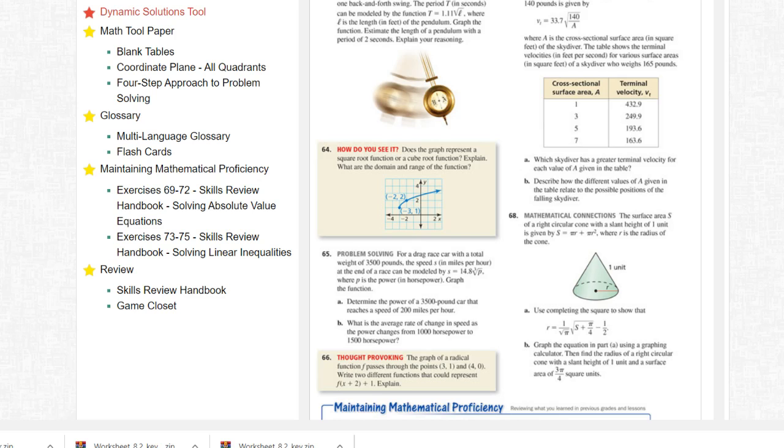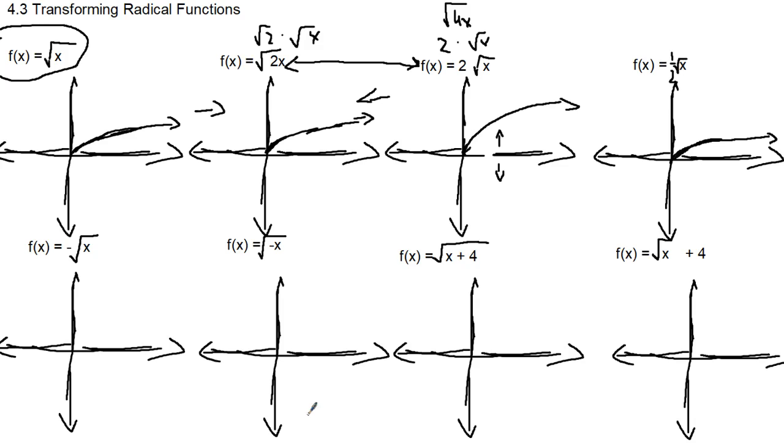Negative square root of x: all the values will be reversed. So if x is equal to 0, then y will be equal to 0. If x is equal to 1, y will be equal to negative 1. So it's a reflection over the x-axis. I really could just take the top graph and flip it, but I'm just going to draw it right there. That's the graph.